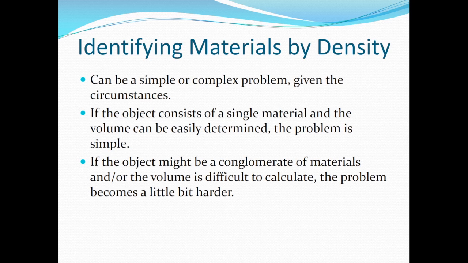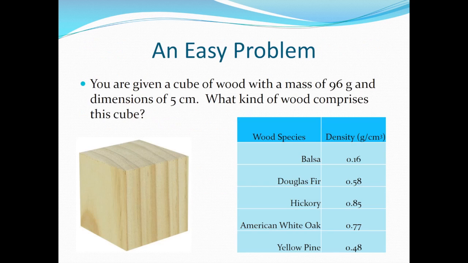So far, we've talked about the first two reasons why density is important. But now let's talk about how density can be used to identify materials. This can be a simple or complex problem, depending on the situation. If we have an object that's only made up of one material, and it has a volume that's easy to determine, like a cube or a sphere, then the problem is very simple. But if we have a mixture of materials, or a shape that we can't calculate a volume for, then the problem becomes more difficult. Let's start with an easy problem.